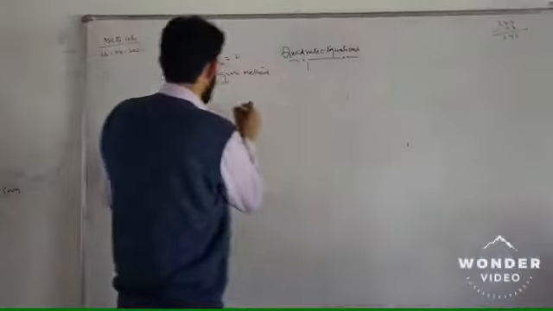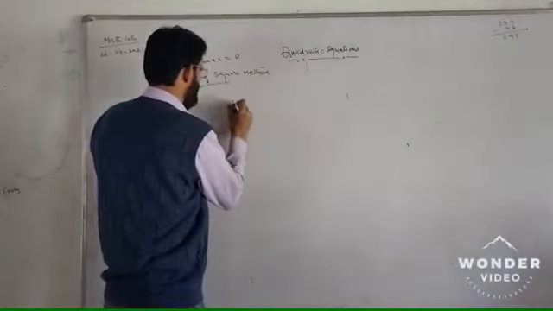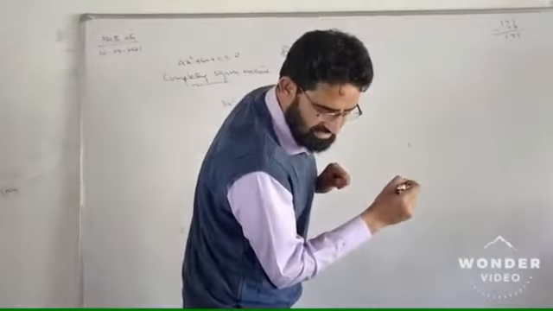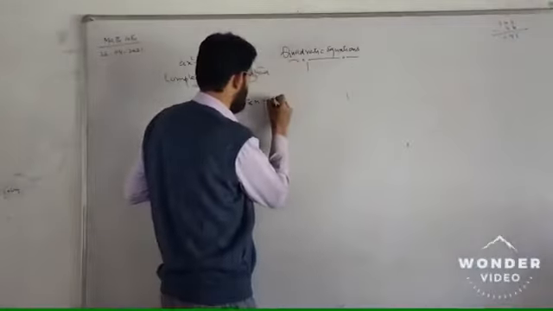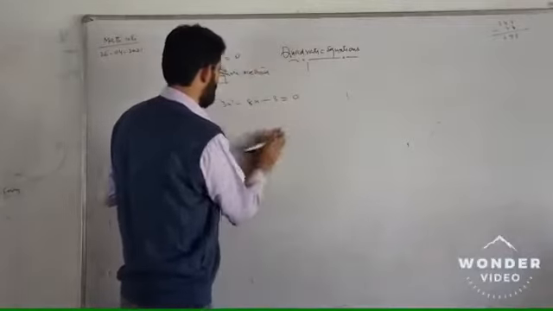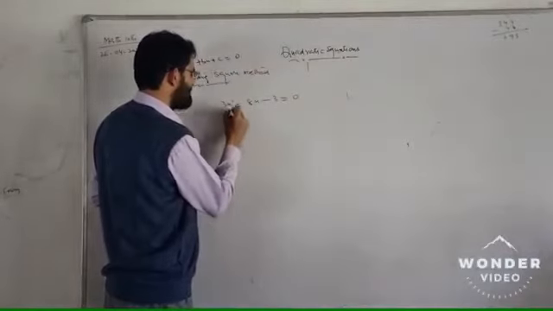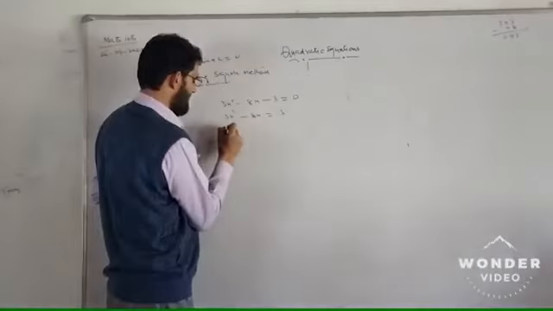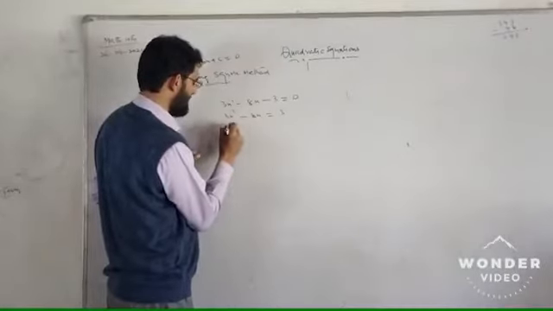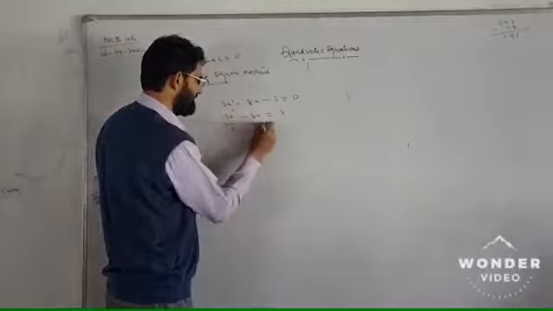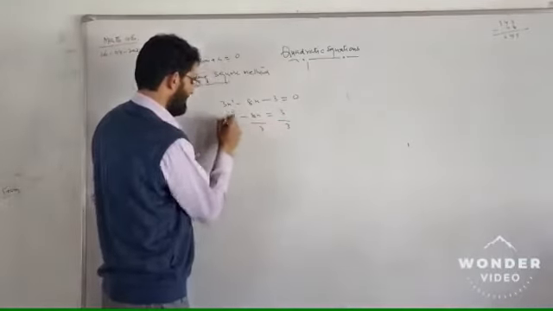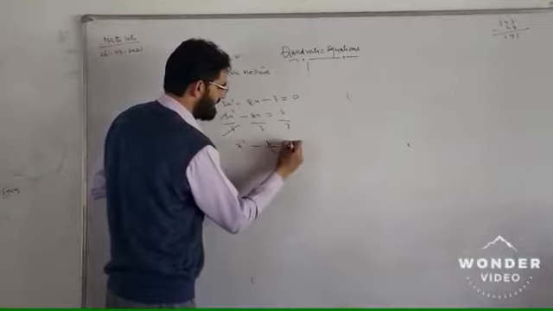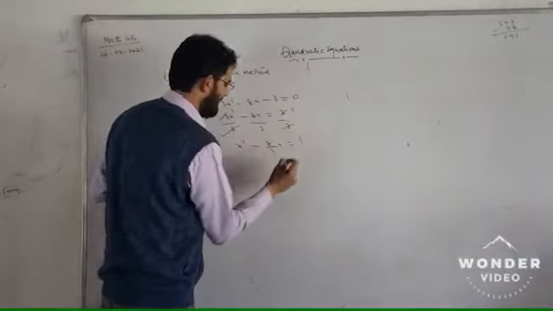Went wrong. This is 3x square minus 8x minus 3 is equal to 0. This is 3x square minus 8x is equal to 3. Dividing each term by this 3, we are left with x square minus 8 by 3x is equal to 1.